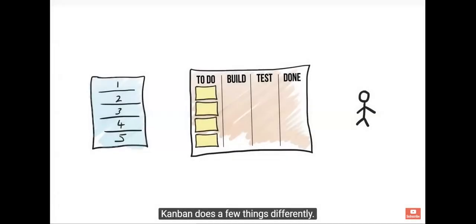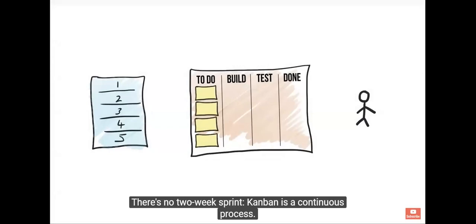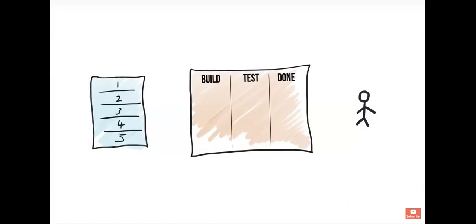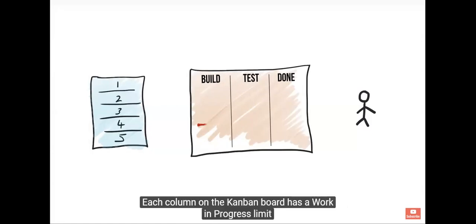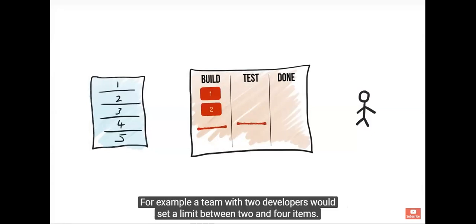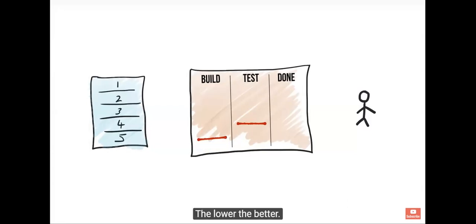Kanban does a few things differently. There's no 2-week sprint. Kanban is a continuous process. And of course, there's no sprint backlog. The pull system in Kanban happens in a different way, via work in progress limits. Each column on the Kanban board has a work in progress limit related to the team's capacity. For example, a team with 2 developers would set a limit between 2 and 4 items. The lower, the better.